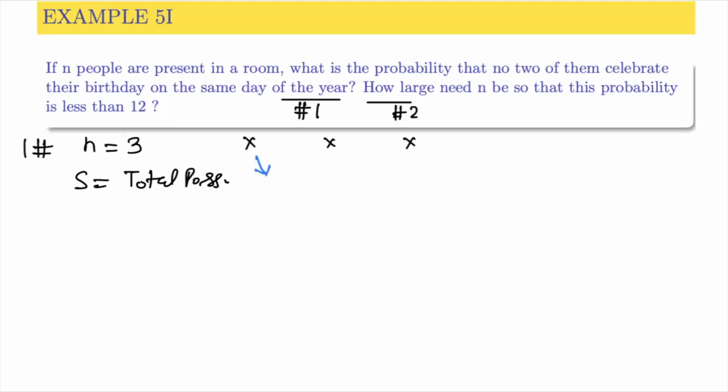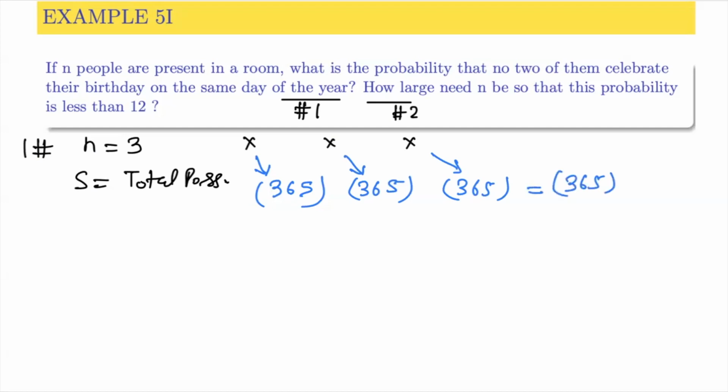First person can have a birthday on any day in a year. I'm assuming that we are considering 365 days in a year. The second person can have a birthday on any day in a year. And similarly, the third person can have a birthday on any particular day out of 365. So how many total possibilities are there? The answer is going to be 365 power 3, because you need to find the possibilities together.